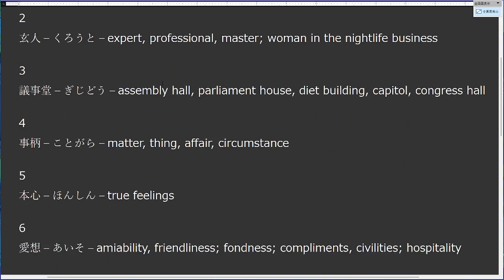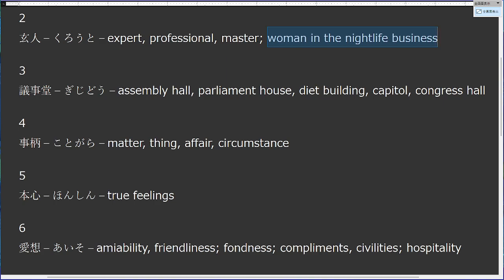Number 2 is a kuroto. Kuro on the left side, I think for kind of extravagant, mysterious. So this is mysterious on the left side, and on the right side we have person or a hito. So a kuroto is an expert, a professional, or a master. I'm thinking of like a mysterious martial arts master for this one. Can also mean a woman in the nightlife business, meaning a mysterious woman at night is kind of a woman of the night, if you will.